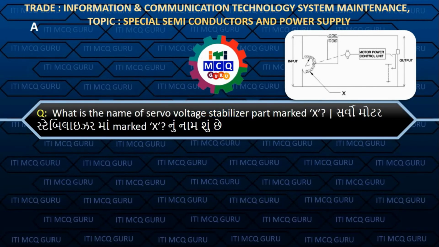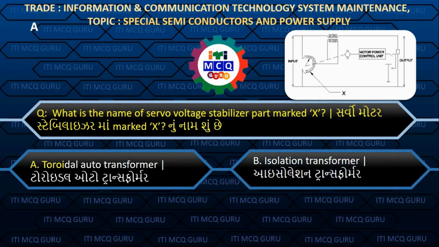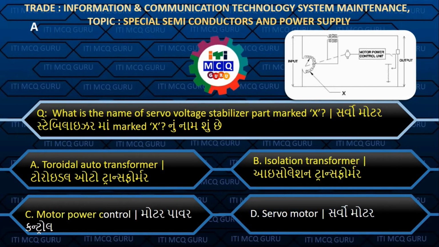What is the name of servo voltage stabilizer part marked X? સર્વો મોટર સ્ટેબિલાઇઝરમાં માર્ક એક્સ નું નામ શું છે? The answer is A. Toroidal auto transformer.